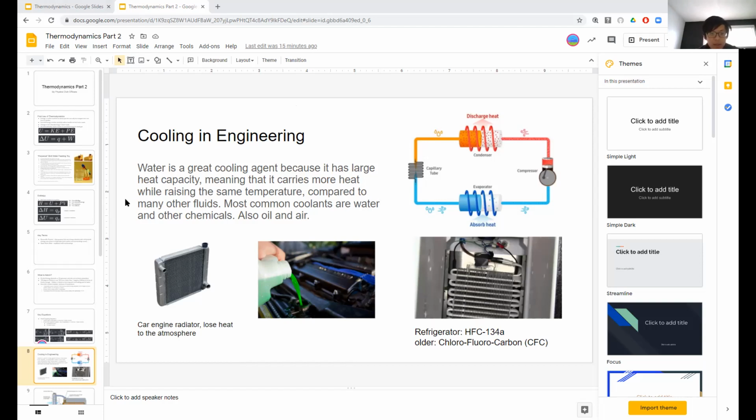So yeah, water is usually a great cooling agent because it has a large heat capacity, is very accessible, and is not harmful to the environment. So it's probably one of the most common coolants out there. Adding chemicals will allow you to change the heat capacity and other properties of your coolants. Sometimes we also use oil, and air is also very popular because it's both accessible and you can make it transfer very easily.